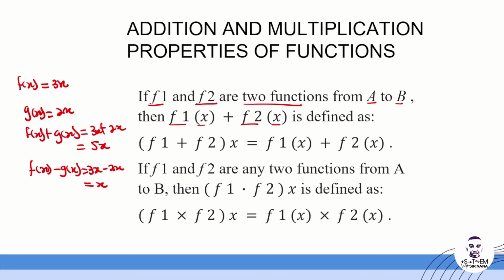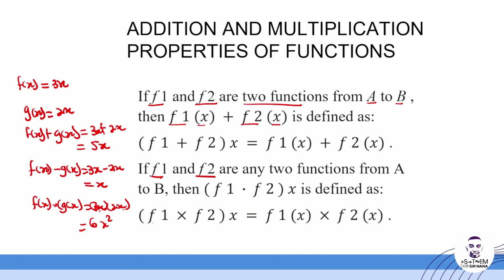And in the same way, if we have f1 and f2 as two functions, we can perform multiplication, like having f of x multiplying g of x. In this case, we can have 3x multiplying 2x, where we multiply 3 times 2 to give us 6 and x times x to give us x squared. So in that case, f1 dot f2 can be defined as (f1 times f2) of x, which is equal to f1 of x multiplying f2 of x.